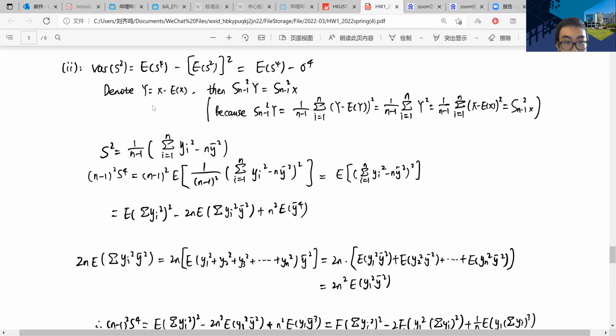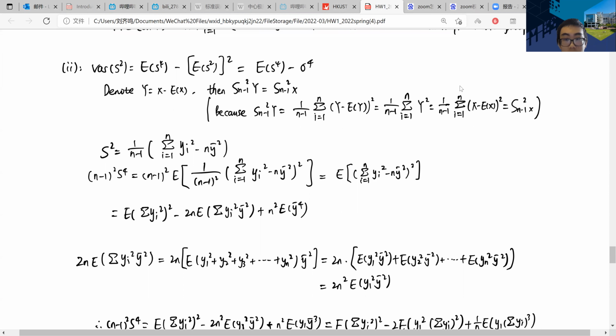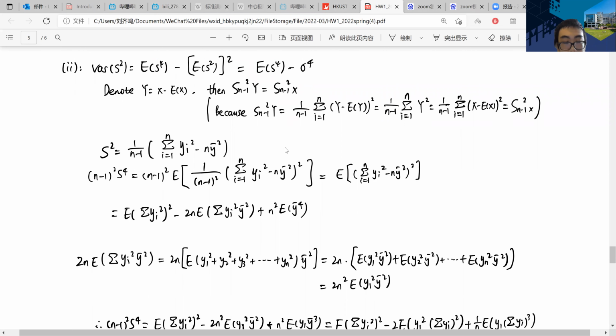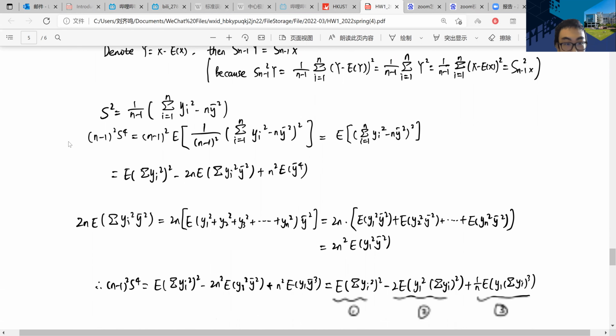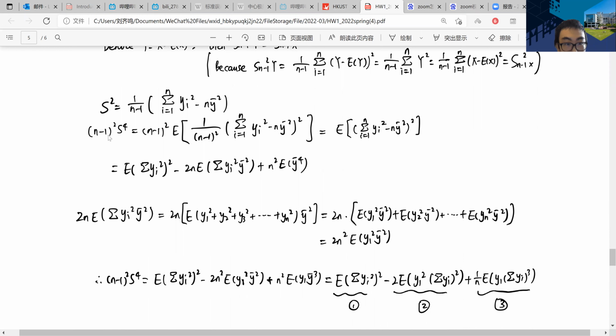Note the random variable y is equal to x minus the expectation of x, and the sample variance of y is equal to the sample variance of x. And so I just expand all the terms. I expand the term out and get n minus 1 times the expectation of x to the power of 4 equal to these three terms. And I figure these three terms out one by one.